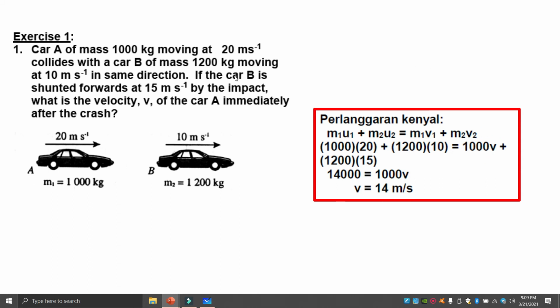So what's the question? The velocity of car A. So if we want the final velocity of car A, it is 1000 multiplied by v. But car B has a mass of 1200 and it is moving with 50 meter per second. So you just substitute here, and then you get the value. So the answer is 14 meter per second. So this one is much easier. So this is an elastic collision.